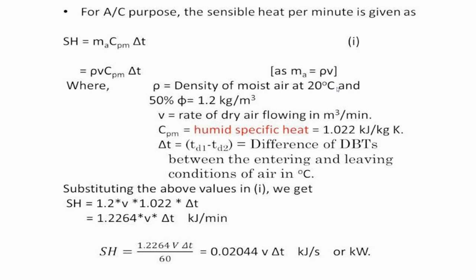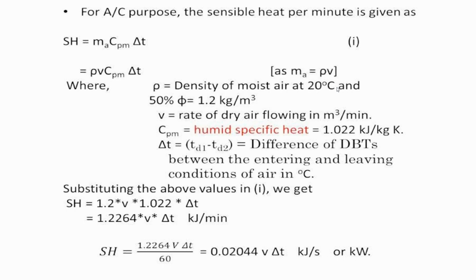So this is the formula of sensible heat: sensible heat equals m Cp delta T. Here rho is the density of moist air, which is 1.2 kg per meter cube. V is the rate of dry air flowing in meter cube per minute, the volume flow rate, and Cp is the humid specific heat, which we have seen is 1.022 kilojoule per kg Kelvin.